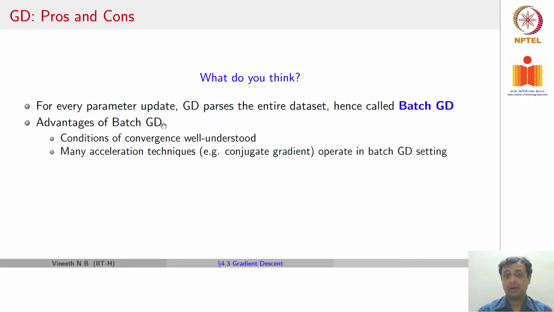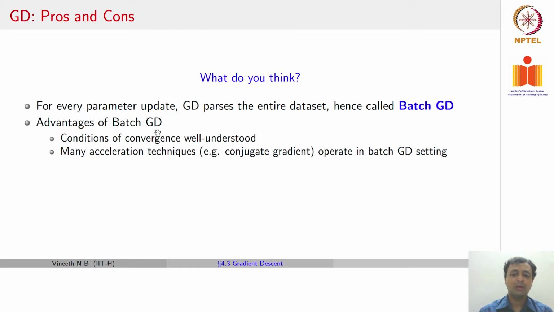For every parameter update, gradient descent parses the entire data set. We already saw that it computes the gradients, it keeps aggregating the gradients and then takes the average. We called it an epoch. So gradient descent passes the entire data set and it's hence called batch gradient descent.